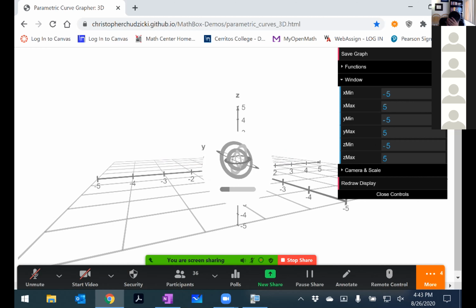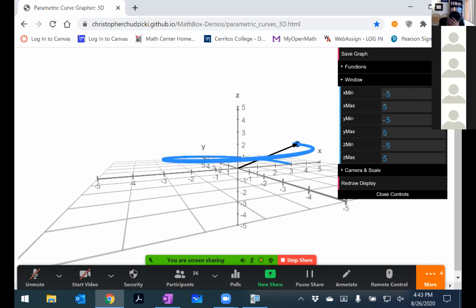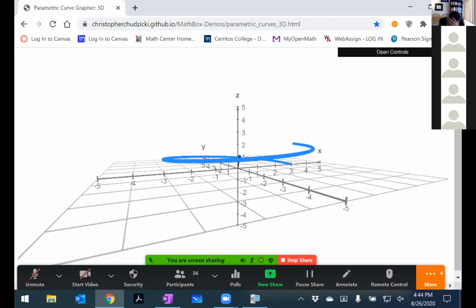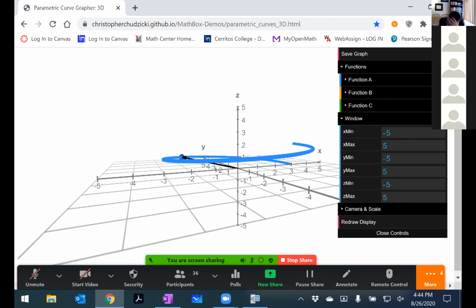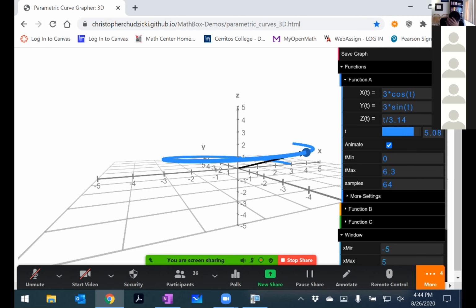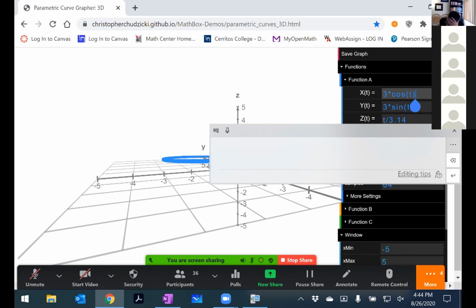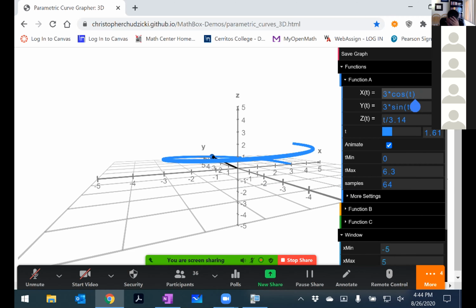Draw display. Window. I don't want it to be animated. Turn the animation off. What's function A here? So x of t. Oh, I think this will do it for me. x of t is going to be, where are my controls? Okay, let's just go over. Yeah, this is going to work. Turn the animation off. I don't want the animation.